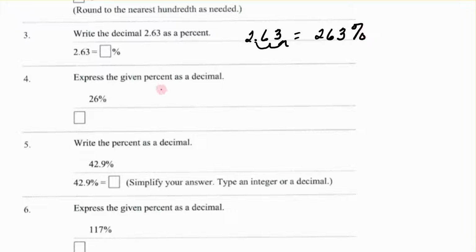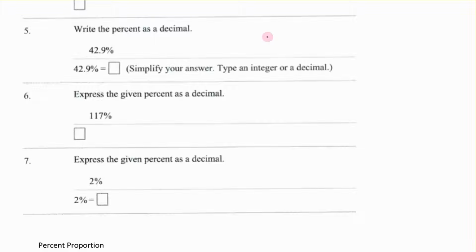Now I have a percent and I want to change it to a decimal. So if I have 26%, to change it to a decimal, I pick up the existing decimal point. If you don't see one, it's certainly on the right. Move it 2 places to the left, and this becomes 0.26. Next one, percent as a decimal again, 42.9%. Change it to a decimal, pick up the existing decimal point, move it 2 to the left, 0.429.